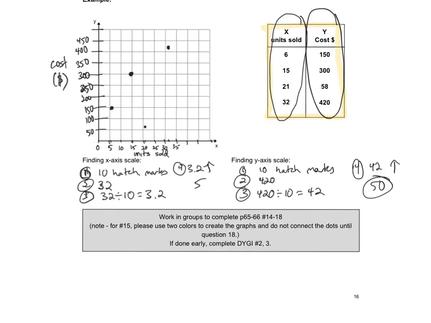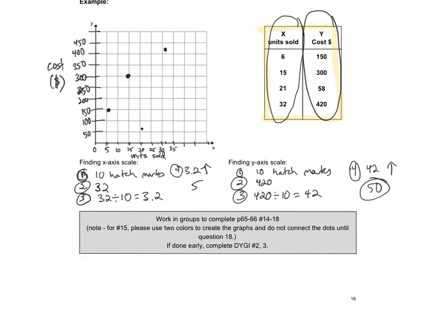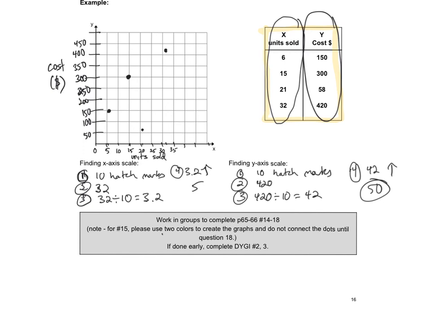One thing I want to point out is that when you take a look at this section in the book, it's a good idea to use two different colors to create the two graphs when you get to number 15. And don't connect the dots until question 18. And so you are going to ultimately connect the dots on those, and the two colors will help you see which dots go with which graph.